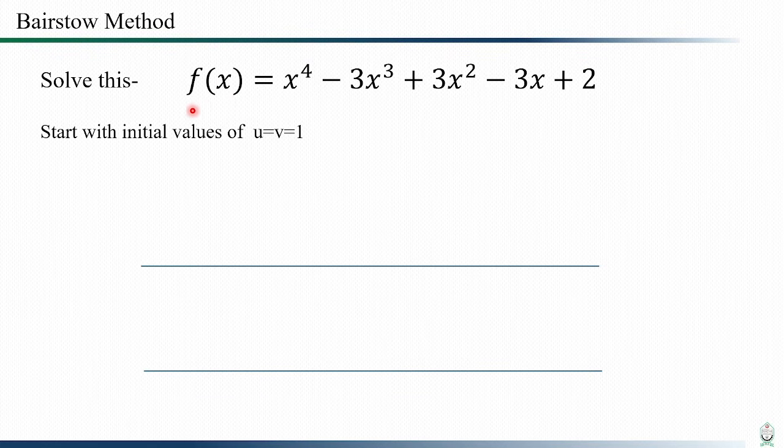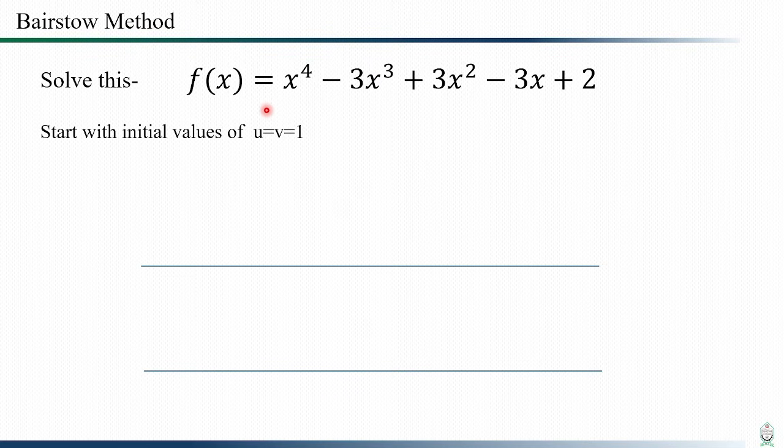Let's solve one numerical problem with Bairstow method. Let's look at this problem. Here, the problem has asked us to solve this function which is given in the polynomial form, and it has told us to start with the initial values of u and v to be 1.